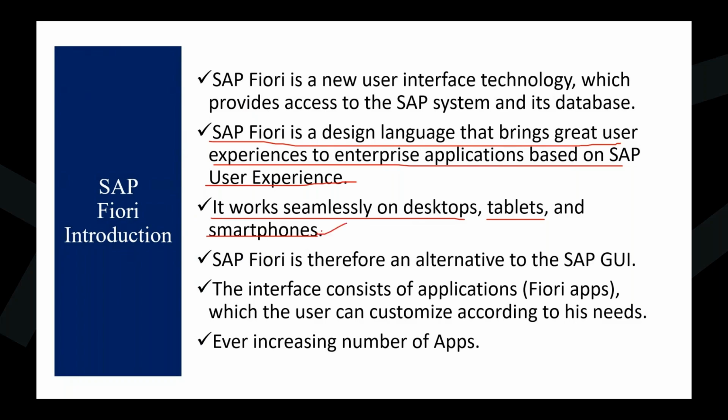You can use it on a smartphone, because nowadays, in this era, people are doing everything on the smartphone. If you want to book a flight ticket, or order some food, everything they are doing on the phone itself. So that's the reason SAP has come up with Fiori, so that people can use SAP even on the smartphone also. GUI, you cannot use on a smartphone. So that's the reason it works on all the three devices: desktops, tablets, laptops of course, and also on smartphones. SAP Fiori is therefore an alternative to the SAP GUI. That's what I just explained. So instead of using GUI, you can now start using Fiori.